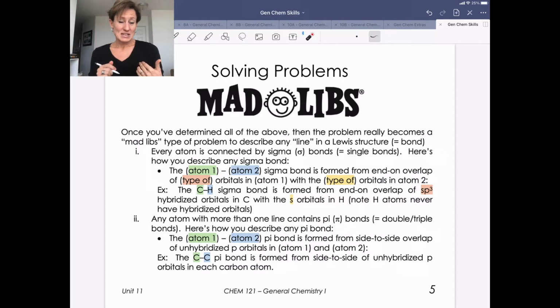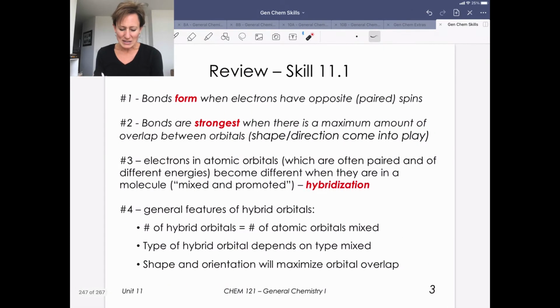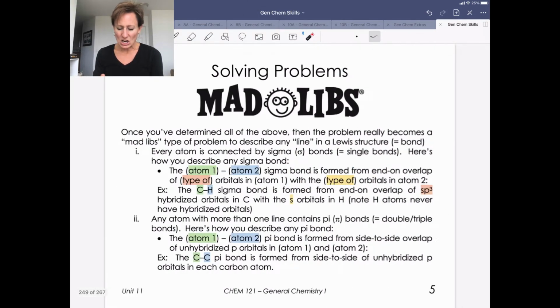So we're going to have a Mad Libs here. One of the things you're going to need to do is be able to use this Mad Libs language to describe a bond that I'm showing you in a covalent compound. Once you've determined all of the above, which is basically thinking about, and I don't have this slide here, we have to have a proper Lewis structure. We have to know the electron group arrangement, because both of those are going to be important for figuring out hybridization. And then once we know hybridization, that can allow us to direct the information to create a sentence to describe what that bond looks like.